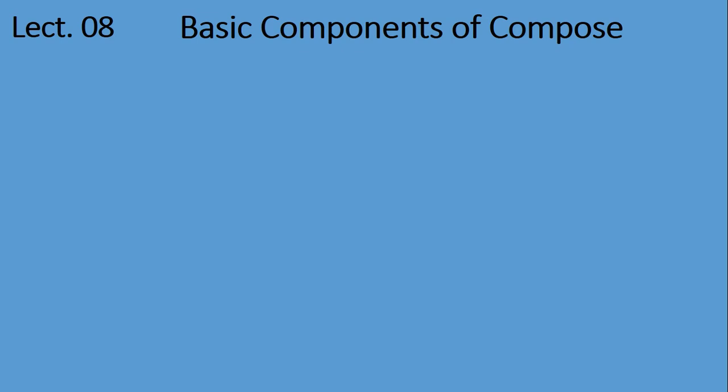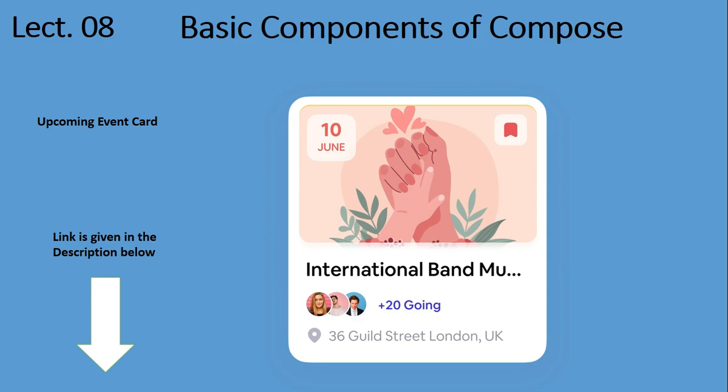So welcome to lecture 8 in this series, in which we are learning the basic components of Compose. In the previous lecture we learned how to use constraint layout. So in this video we will get hands-on experience with constraint layout. We will create an upcoming event card just like this. The link of the Figma design is given in the description below. You can access it from there.